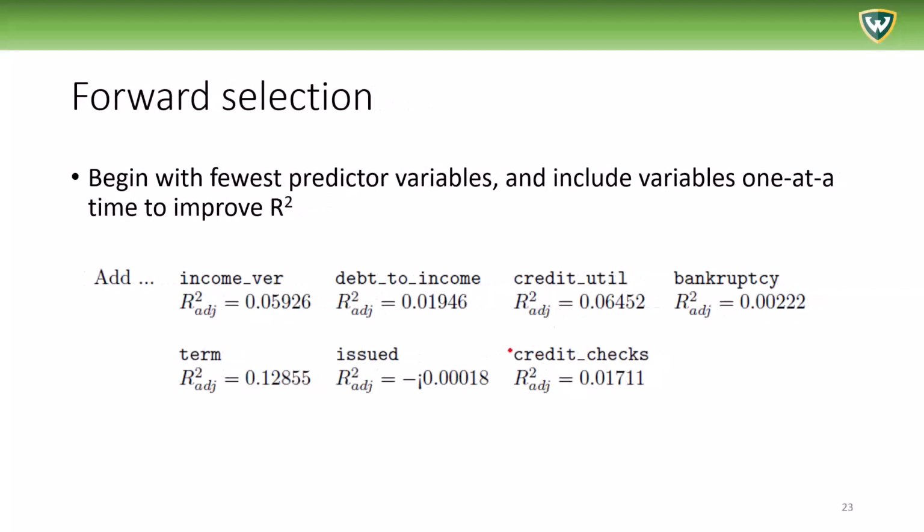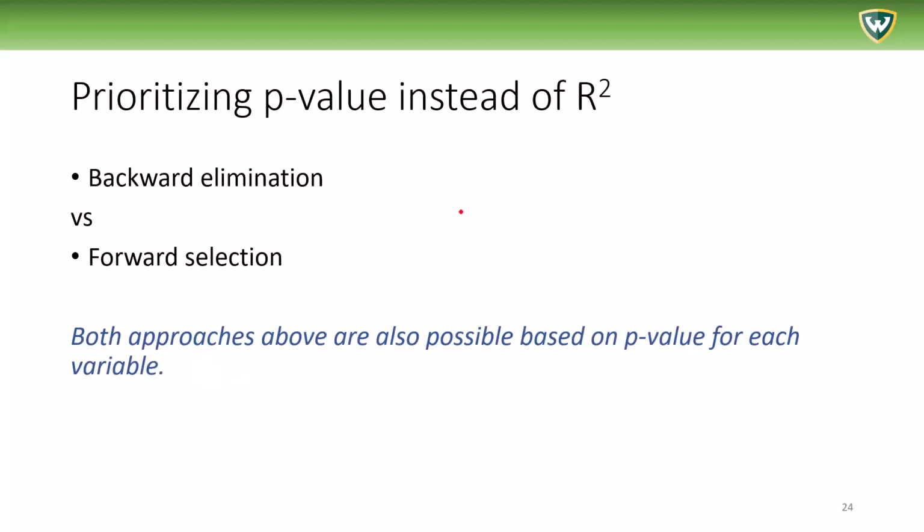And the other one is to begin with the fewest predictor variables possible and include variables one at a time to improve the R squared. So you may begin with some things that make sense. You know, if you're trying to predict interest rates, it makes sense to put the bankruptcy of the person and the credit checks and all these other variables. And I think it's a more scientific, regular science kind of approach, focusing on the variables that we can actually explain, that can have a causal effect on the dependent variable. Both approaches are also possible based on the p-value for each variable. Anyway, so we can do the backward and the forward selection with the R squared.